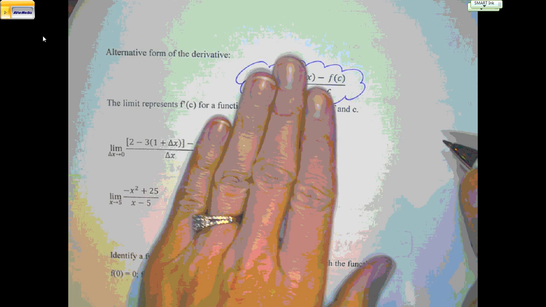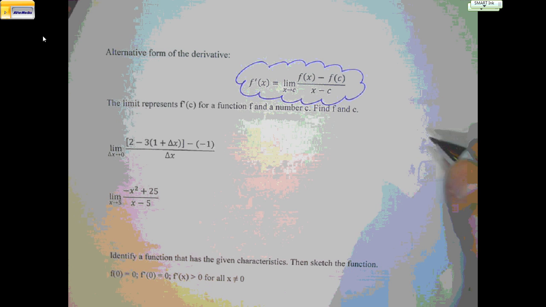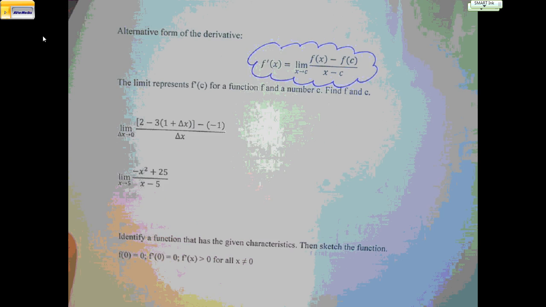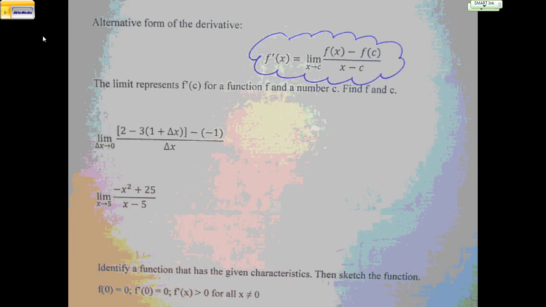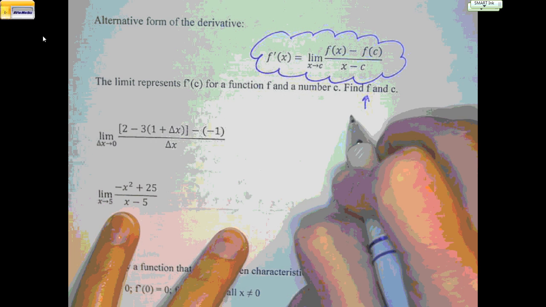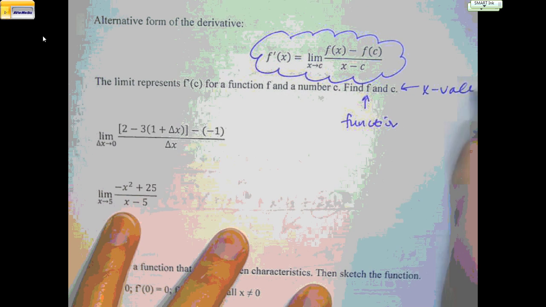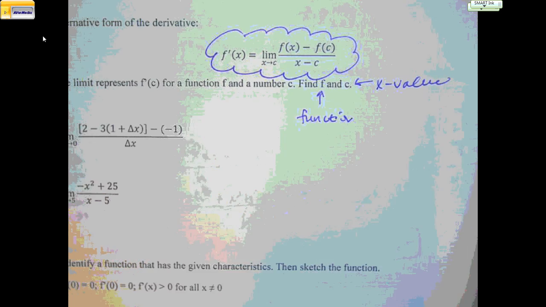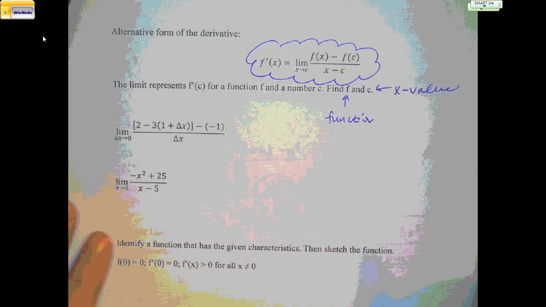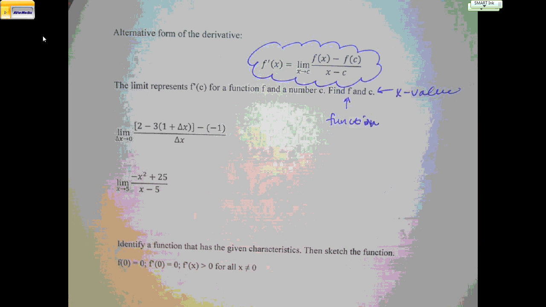This little guy here, you do not have to use this formula. We've been using the x plus h. This is another form of the derivative. It's another way to get the answer. You do kind of have to be familiar with it because of the next question. It says that the limit represents f prime of c for a function f and a number c. They want you to find the function, and c is referring to an x value. The reason we're doing this is there's a problem like this on your assignment today. So you're looking for the function and the x value. And this is not hard. There's not even any math to do.